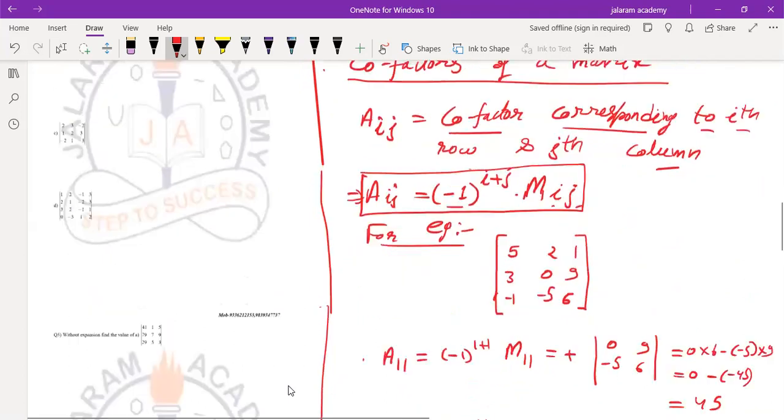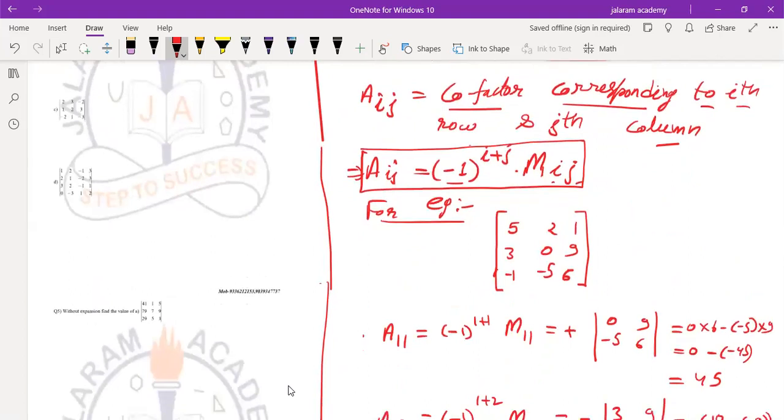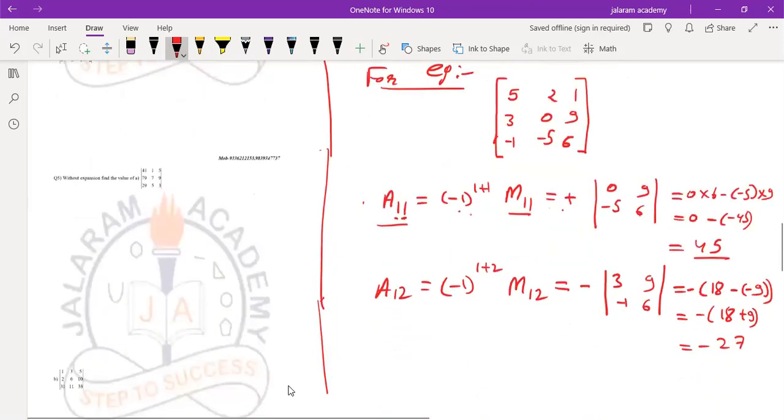For example, if we take a determinant with rows 5 2 1, 3 0 9, minus 1 minus 5 6. So A11 means minus 1 to the power i plus j, these two will be added. i is 1, j is also 1. Minus 1 to the power 1 plus 1 into M11 is minus 1 to the power 2, which is plus. Then we write the minor obtained by deleting the first row and first column. So it is 0 9, minus 5 6. And when we find its value, it is 45. So the cofactor A11 is 45.